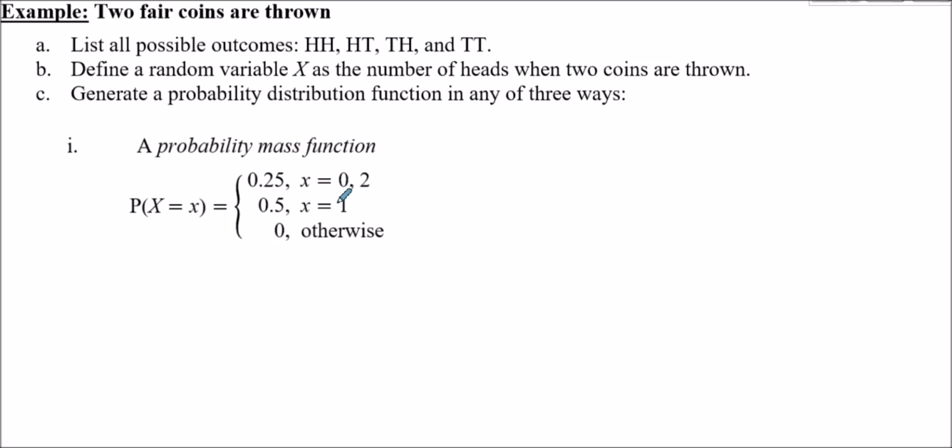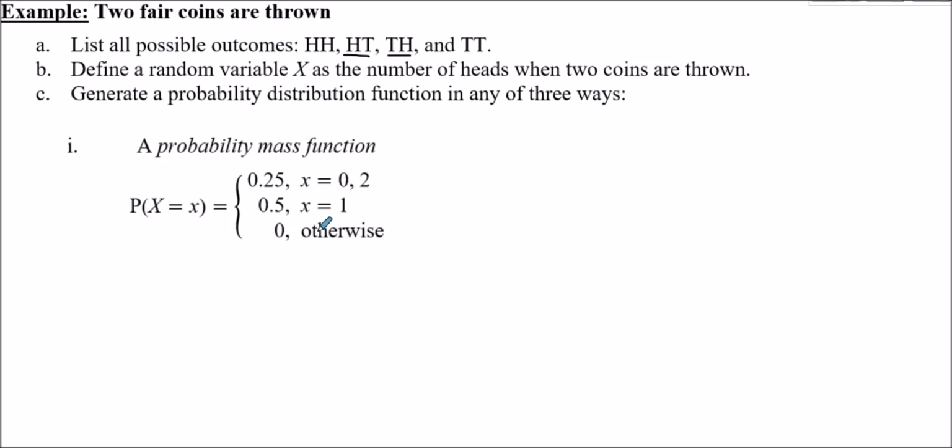If you have exactly 1 head, the chance of getting 1 head and the other being a tail is going to be 0.5, because that can happen one of 2 ways. Whoops. Didn't mean to have a white pen. It could happen this way, which is 0.25, or this way. So 0.25 plus 0.25 gives us this 0.5 in total. So there's a 0.5 chance of obtaining exactly 1 head. And then the probability is 0 otherwise.